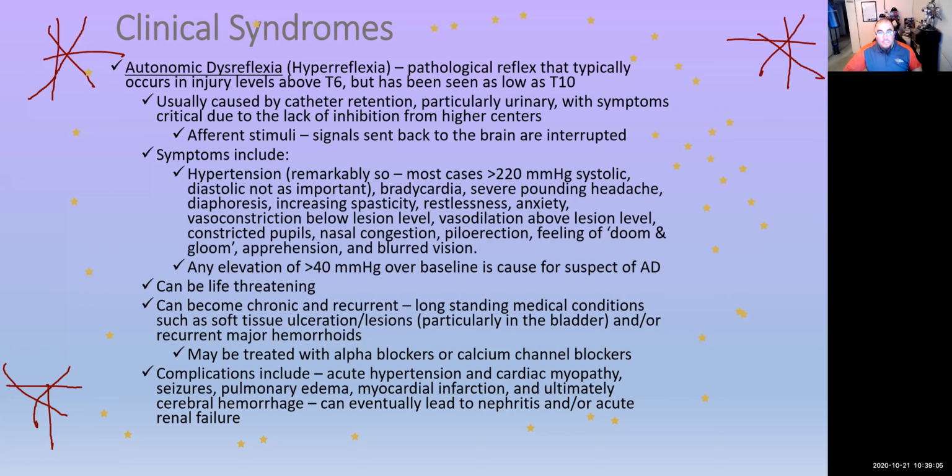Typically, you'll have vasoconstriction below the lesion level, vasodilation above the lesion level. Not that important for you guys. It's just something that happens. It's not like you're going to check for vasoconstriction and vasodilation, but it just does happen. The pupils, man, this dude's pupils became pinpricks. You could barely see them. You get nasal congestion. Oftentimes you get blepharitis. You'll get rhinosinusitis. Piloerection, which is nothing more than what?